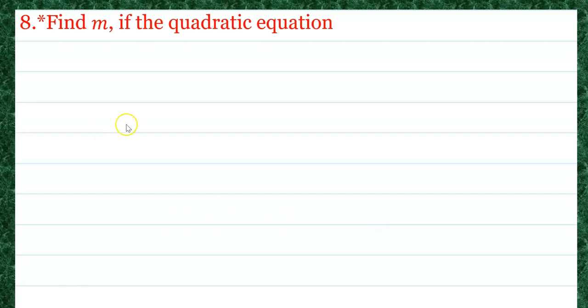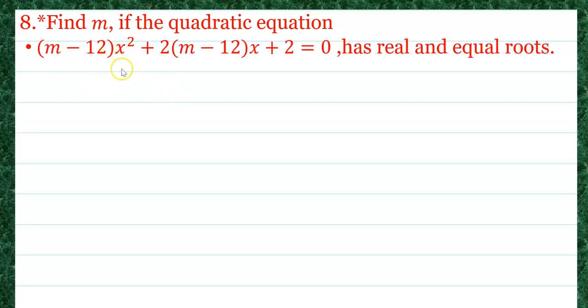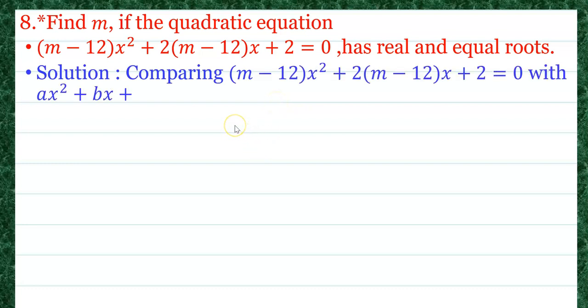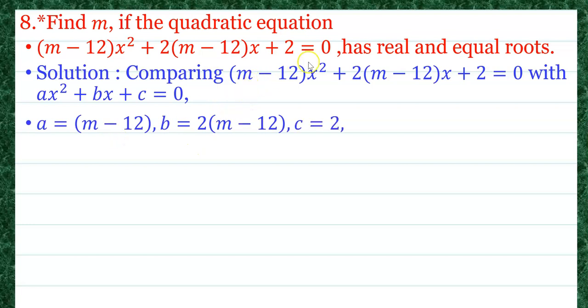Now the next question, which is starred. Question number 8: find m if the quadratic equation (m minus 12) into x square plus 2(m minus 12) into x plus 2 is equals to 0 has real and equal roots. Again comparing this equation with ax square plus bx plus c is equals to 0, the value of a is m minus 12, b is 2(m minus 12) and c is 2. b square minus 4ac.